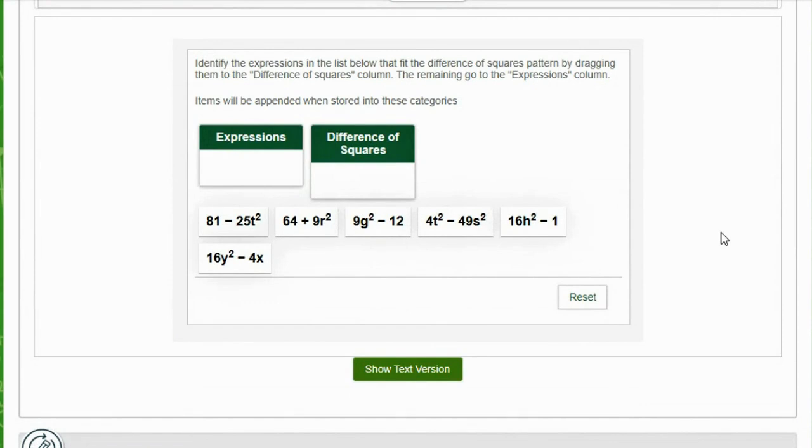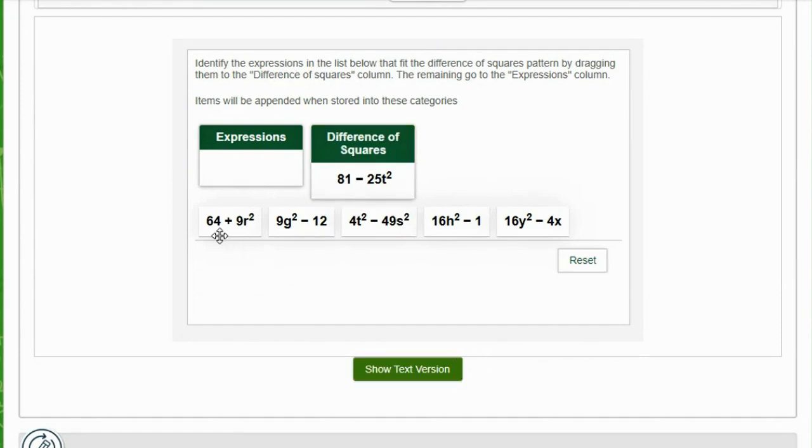Okay, here's a little test. Which of these are difference of squares, and which of these are just expressions, not difference of squares? Give me a thumbs up or a thumbs down if you want to use the little reactions button here. 81 minus 25t squared. Is this a difference of squares? Oh, I see a lot of thumbs up. Everyone thinks so. Yeah, 25t squared is just 5t times 5t. 81 is 9 times 9. So we'll throw that in the difference of squares.